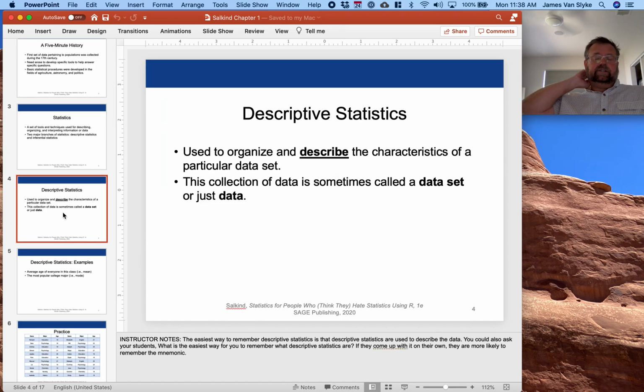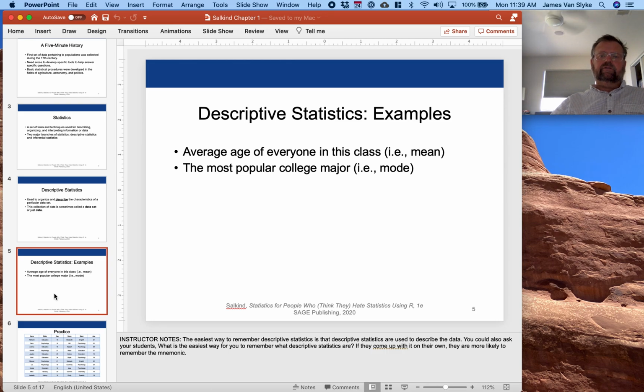So descriptive statistics, you just take the root of that word. Descriptive statistics are used to describe the characteristics of a particular data set. It's a way to describe a data set in a simplified way that gives an overview of what we're actually looking at. A collection of data is sometimes called a data set or just data. There are several different examples of descriptive statistics. So the average age of everyone in our statistics class this semester would be the mean.